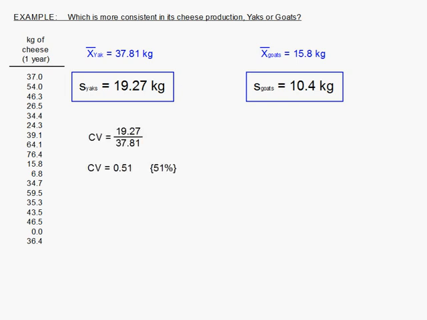So really, what it does is it takes the measure of spread or variation at 19.27 and says, well, what's that as a ratio of its own mean? Essentially, what percentage of its own mean is its measure of spread? So we have 51%. If we do the same thing with the goats, in comparison to its own mean, we have a coefficient of variation of 0.66 or 66%, where here the coefficient of variation is 0.51 or 51%.